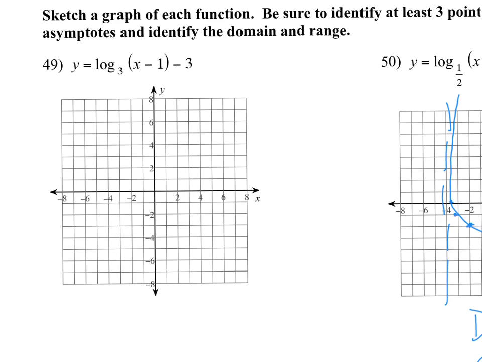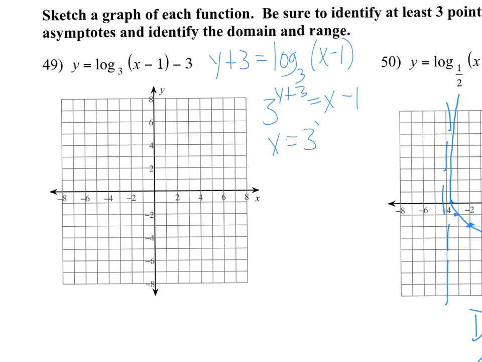Graphing a log graph, the first thing I want to do is to convert this to an exponential form to make my calculations a little bit easier. And I'm going to do the same thing I started to try to convert us towards at the end of this unit, which is keep my x and y as is instead of actually finding the inverse. So I end up with y plus 3 is equal to log base 3 of x minus 1. Converting that to exponential, 3 to the y plus 3 is equal to x minus 1. And then x is equal to 3 to the y plus 3, plus 1.